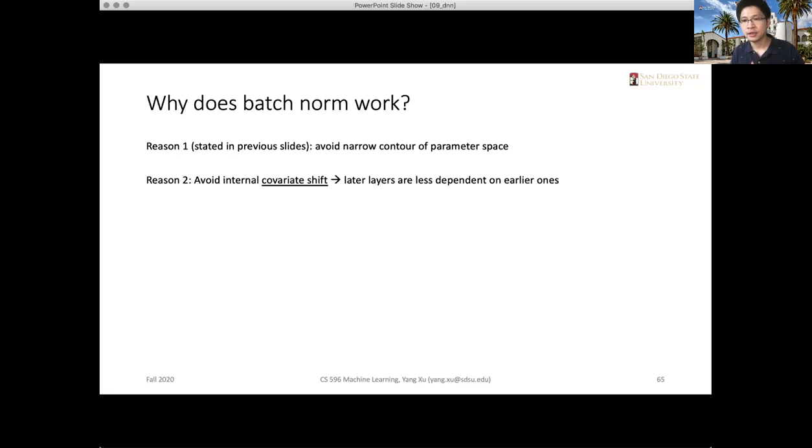So it avoids the so-called internal covariant shift, which means the later layers are less dependent on earlier ones, because instead of using the raw inputs, we normalize all the layers to almost the same level. So there are fewer interdependencies within these internal layers. And more importantly, I think reason three is related to reason one. It makes the landscape of optimization much smoother.